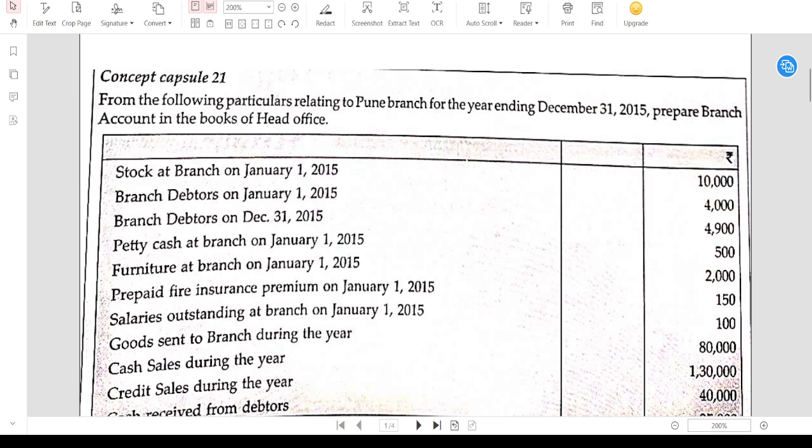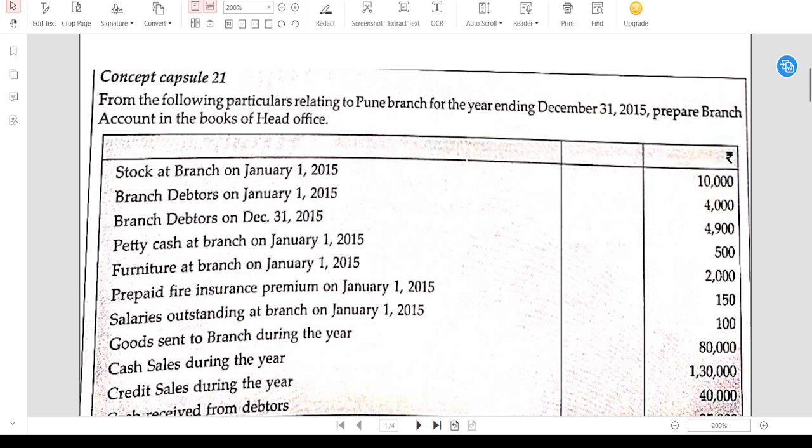So what opening balance is given, sir? Opening balance is given: stock, branch debtors, closing balance given, petty cash opening balance, furniture opening balance given, prepaid insurance opening balance, salaries outstanding opening balance is given. So there are multiple things given. So we are preparing the books of the head office and we are preparing the branch account, because no address or location of the branch is given, so we can write here branch account.